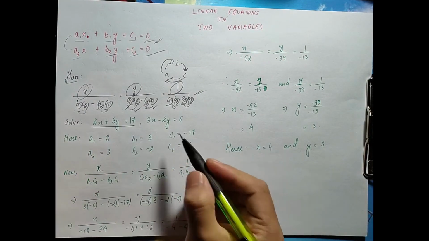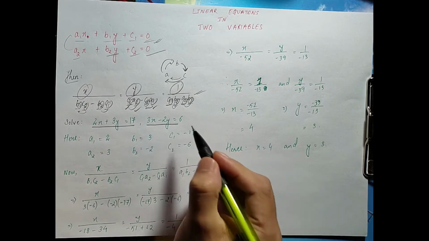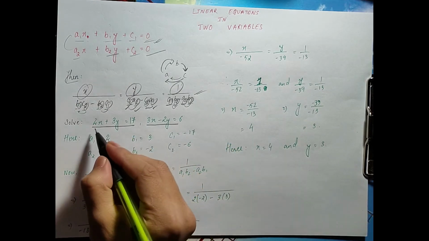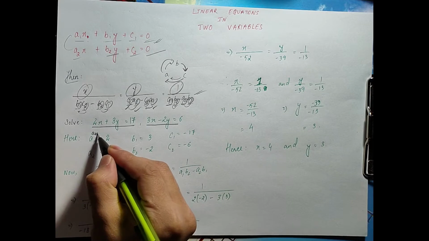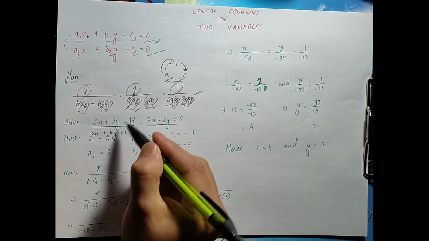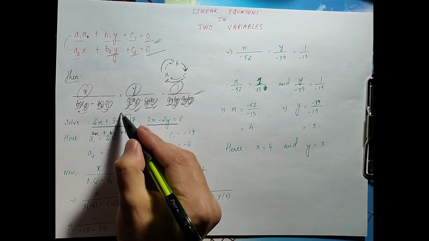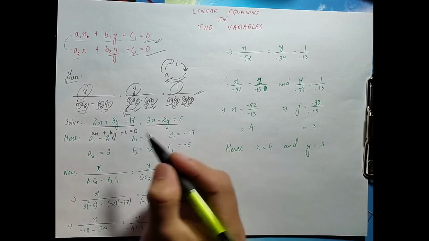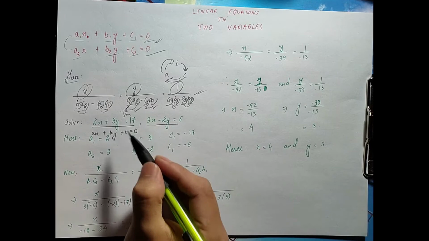Let us see one numerical. 2x + 3y = 17 and 3x - 2y = 6. So if you compare this with the general equation, that is ax + by + c = 0, obviously we know that 17 will come here, so it will become minus 17. You can solve it, or it is very obvious.